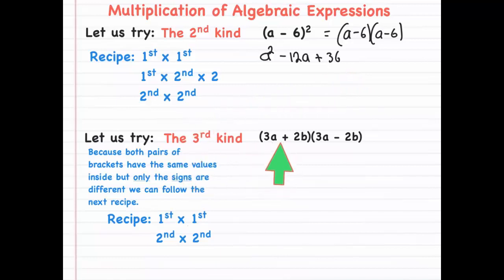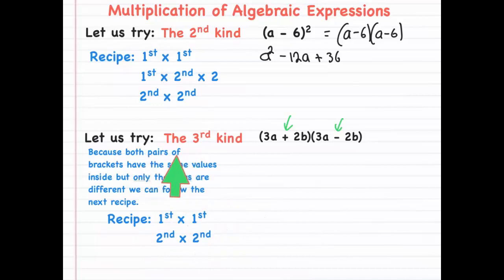Now the third kind is when we have the two pairs of brackets with two terms there, two terms there. They're exactly alike except that the signs are different. Do you see that there's a minus and there's a plus, but everything else is exactly the same? There's a 3a, there's a 3a, there's a 2b, there's a 2b. It's just the signs that are different. We can use this recipe.